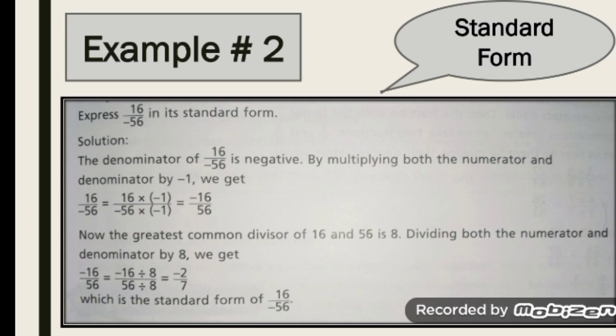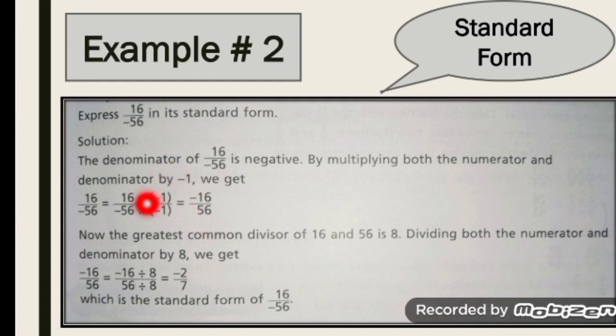Let's see the next example of standard form. In this example, we have to express 16 by minus 56 in standard form. You can see that there is a negative sign in the denominator. So to make the denominator positive, we will multiply both numerator and denominator by minus 1. 16 multiplied by minus 1 will be minus 16. Minus 56 multiplied by minus 1 will be positive 56. Here minus minus will be plus. So the denominator will be positive.